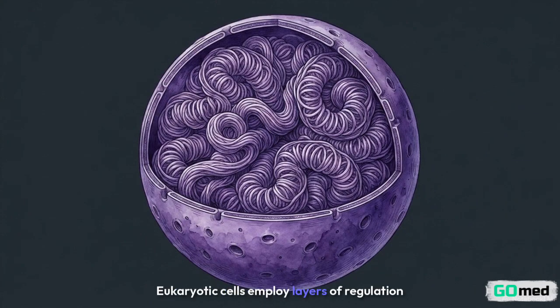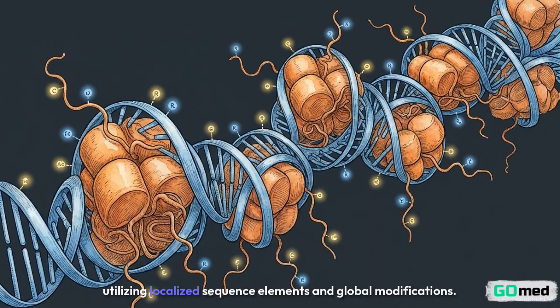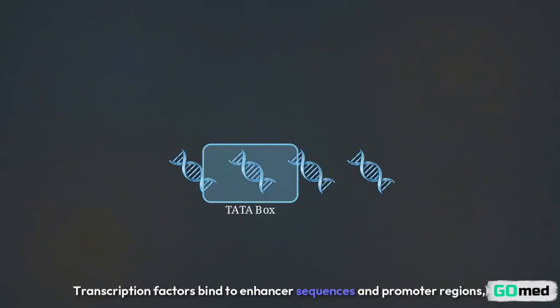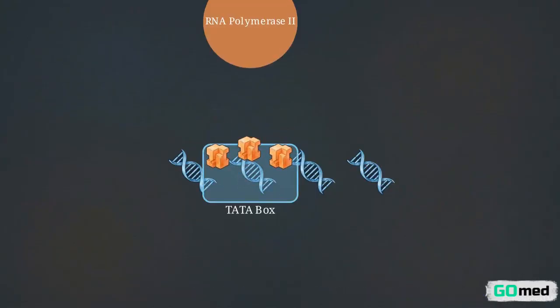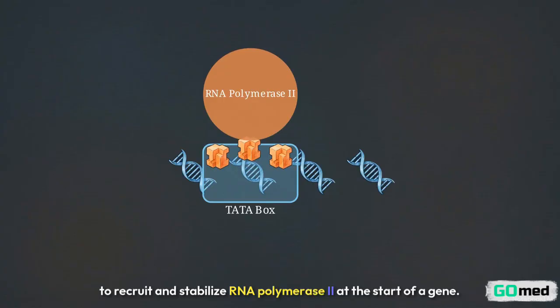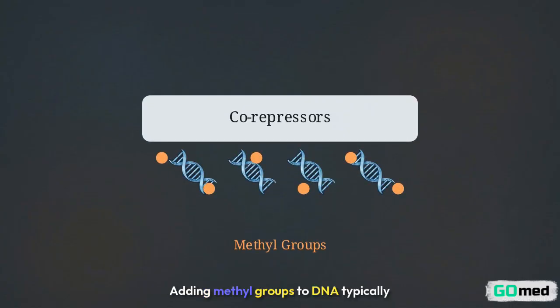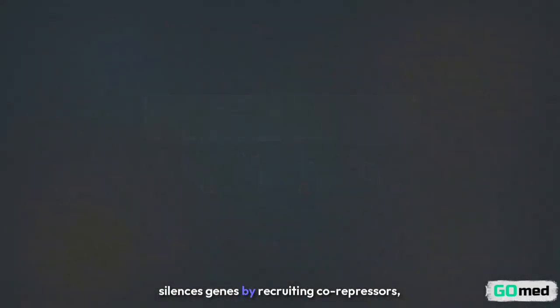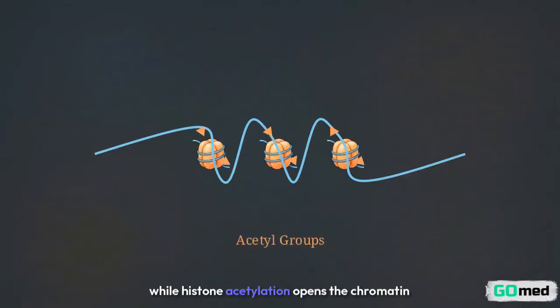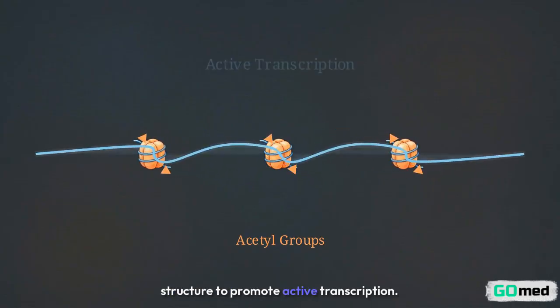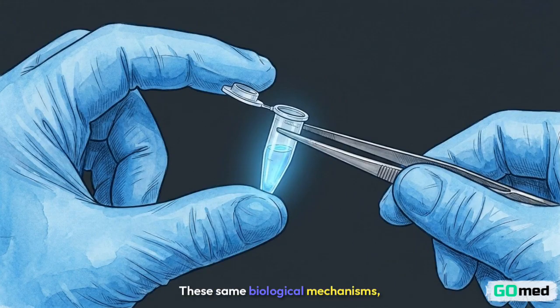Eukaryotic cells employ layers of regulation that far exceed the complexity of bacterial operons, utilizing localized sequence elements and global modifications. Transcription factors bind to enhancer sequences and promoter regions, like the TATA box, to recruit and stabilize RNA polymerase II at the start of a gene. Regulation also occurs at the epigenetic level. Adding methyl groups to DNA typically silences genes by recruiting co-repressors, while histone acetylation opens the chromatin structure to promote active transcription.